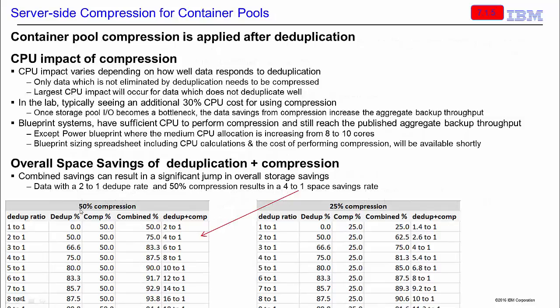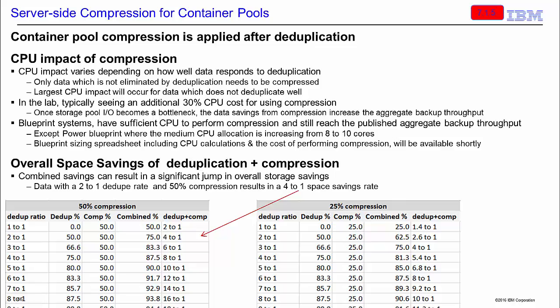This slide gives you an idea of the fact that when we run deduplication in conjunction with compression, we drastically increase the amount of space savings. So for instance, if you were receiving a 2-to-1 dedupe rate, and then on top of that a 50% compression result, that's going to, in the end, give you a 4-to-1 space savings rate.